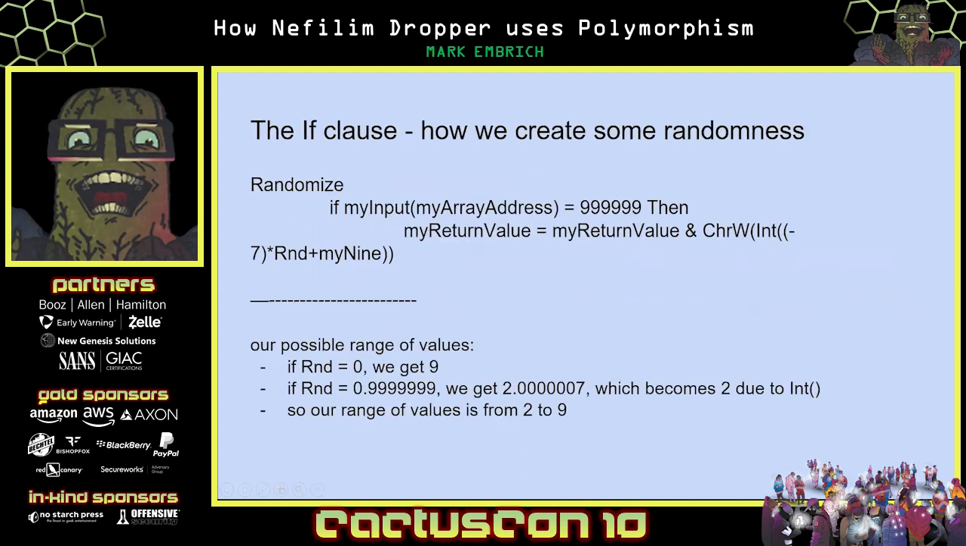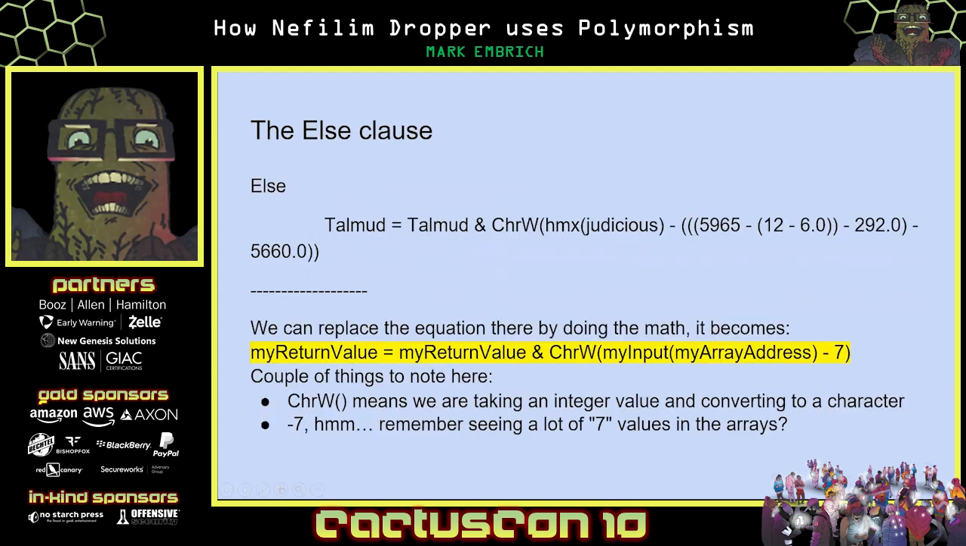And we saw this if statement earlier. This is where the polymorphism happens. Whenever we find that 999,999 value, we do some math and end up with a random value between 2 and 9. And if the value is not 999,999, which is the normal case, which is everything else in the arrays except for those 4 times, we do a bit of math, which ends up as just -7, and then we convert that number into an ASCII character.